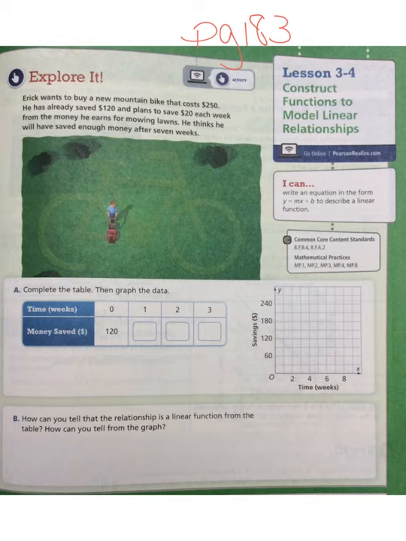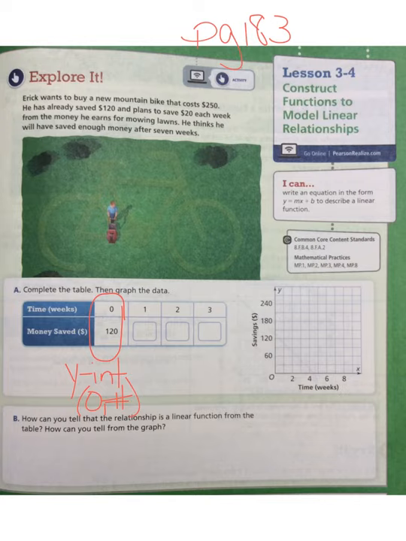So they've set up the table here, complete the table. The money saved: before we even start putting money away each week, we already have 120 in our account. And that's going to be your y-intercept as well. When x is 0, whatever that number is for y is your y-intercept.